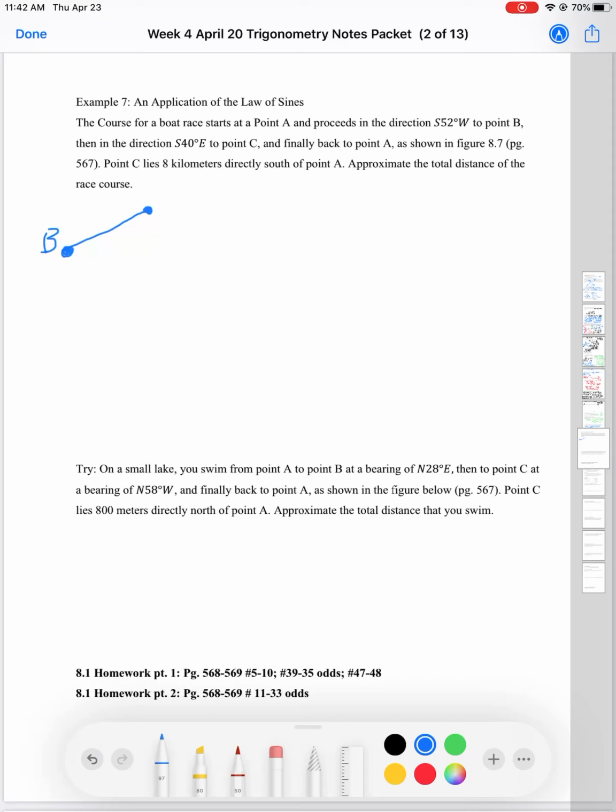And then we go in the direction southeast, 40 degrees to a point C. But remember, we're going southeast 40 degrees. So remember bearings from chapter 6 with north, south, east, west. Bearings were a little bit weird, okay? And then we go back to A.